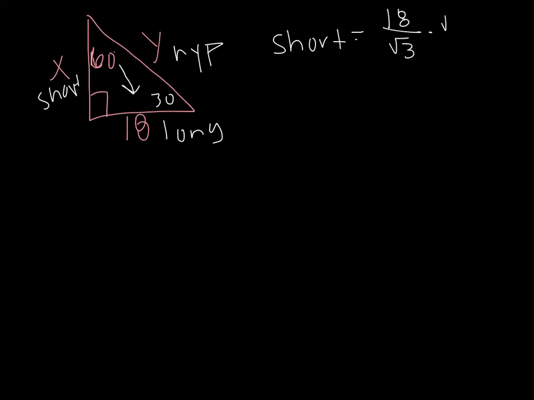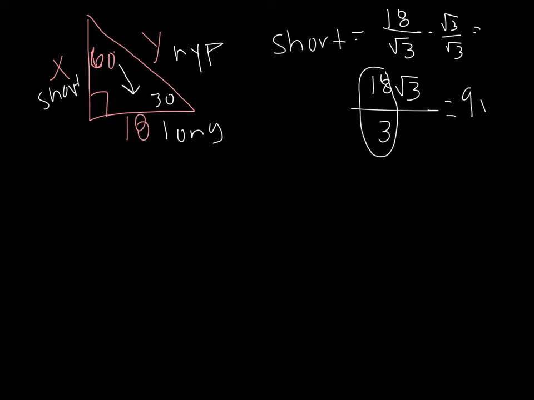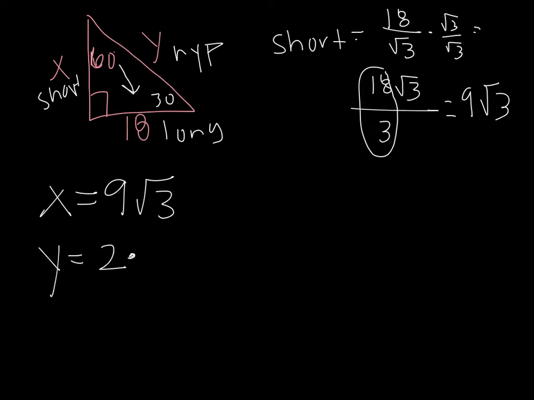You have to rationalize that. So square root 3 over square root 3, which is equal to 18 square root 3 over the square root of 9, which is 3. And I can simplify that. So that would be equal to 9 square root 3. So my x value, which is my short, is 9 square root 3. My y value, which is my hypotenuse, again, if you look at your cheat sheet, is 2 times your short. Only numbers that are outside the root get multiplied, so my y is equal to 18 square root 3. Those are my two values.